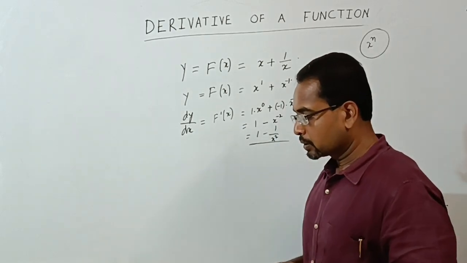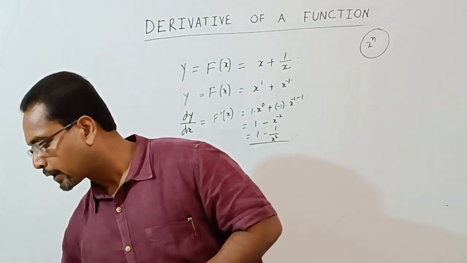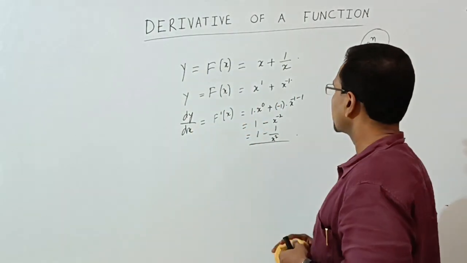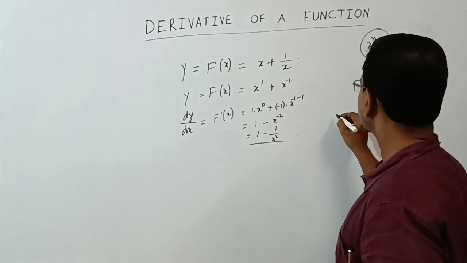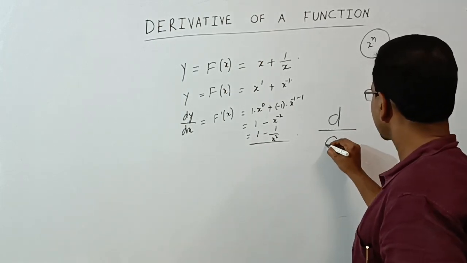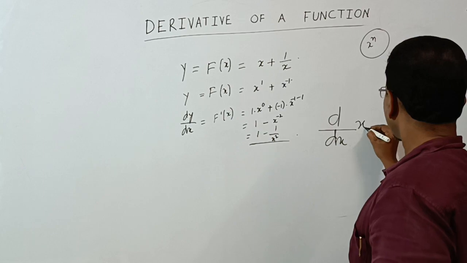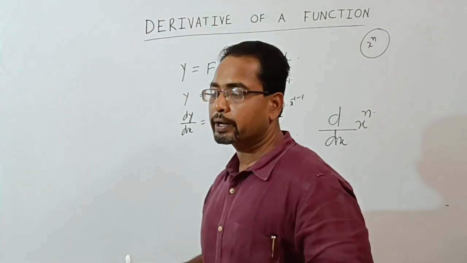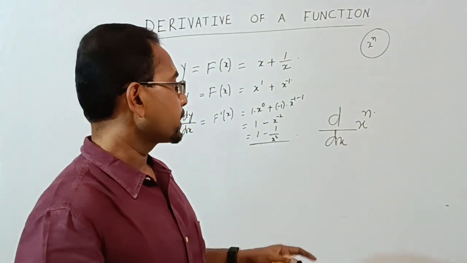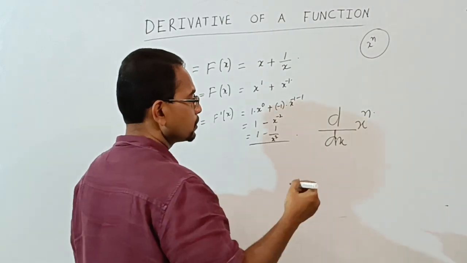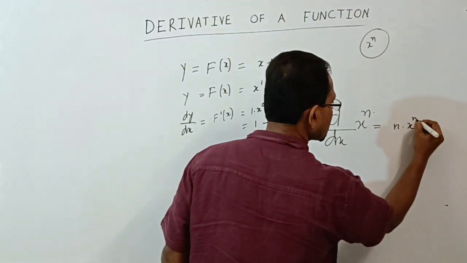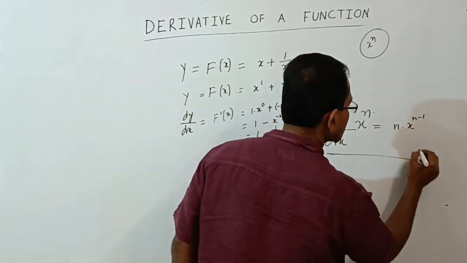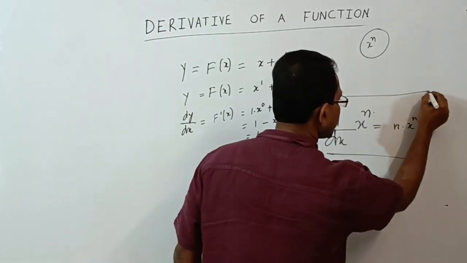So now we know how to find the derivatives of functions by using this particular formula, that is d by dx of x to the power of n. Whenever we have to differentiate a function like x to the power of n, we will write it as n times x to the power of n minus 1. So this is the basic formula.